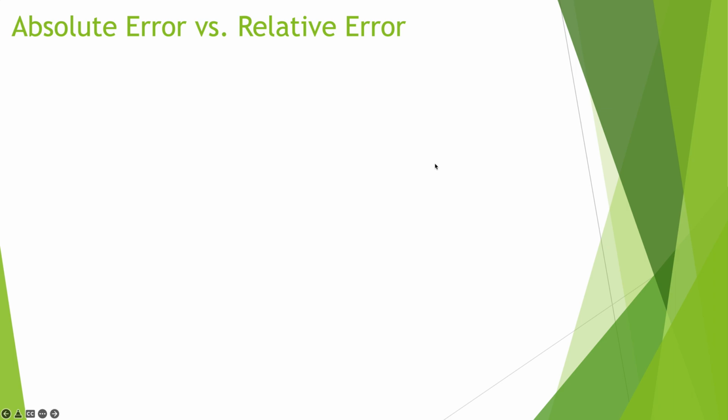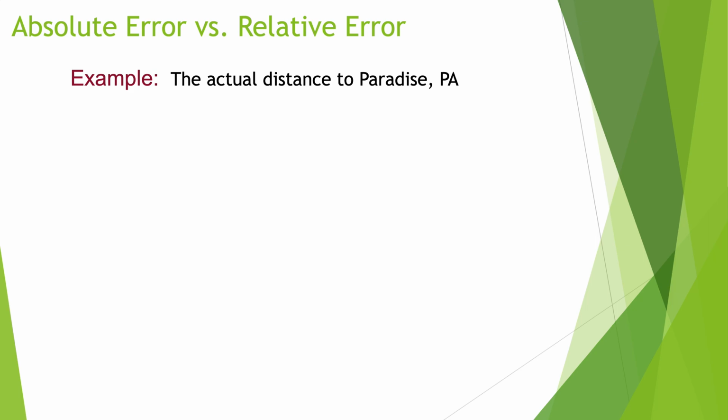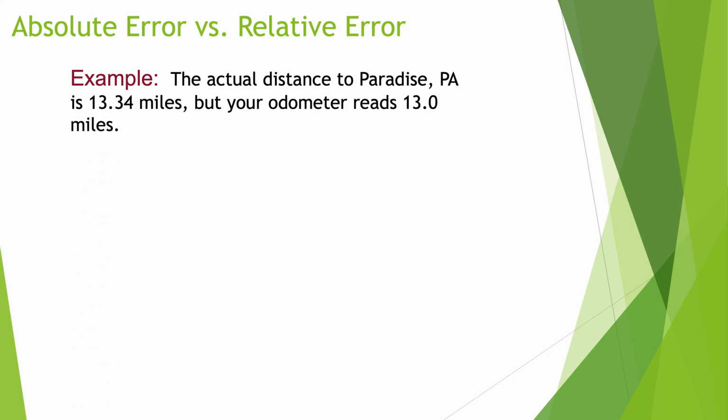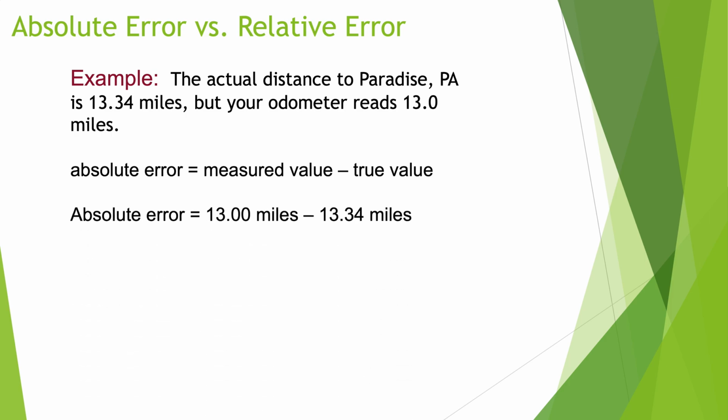Okay, next up, absolute error versus relative error. An example of this, and you will have a good amount of this on your test coming up, so be prepared for it. The actual distance to Paradise, Pennsylvania is 13.34 miles, but your odometer reads 13 miles. Okay, what's the absolute error? Well, the absolute error is always the measured value minus the true value. So, if the measured value is 13.0 miles and you subtract the 13.34 actual miles, you come up with negative 0.34 miles.